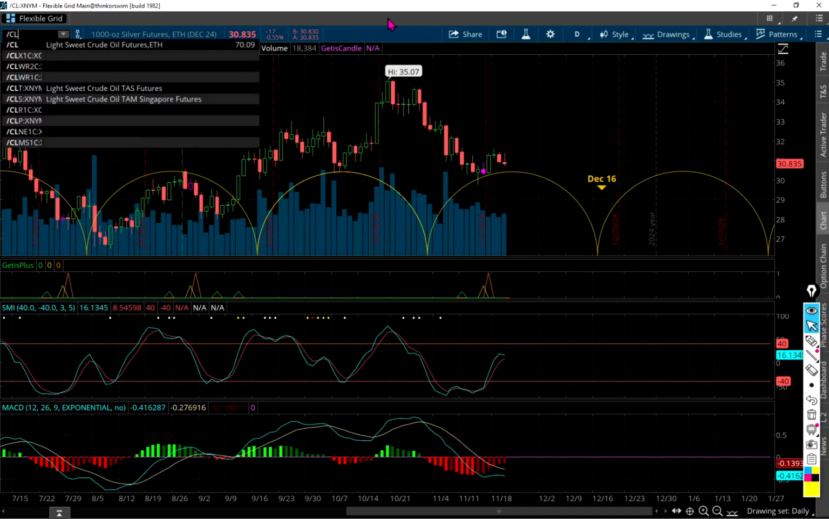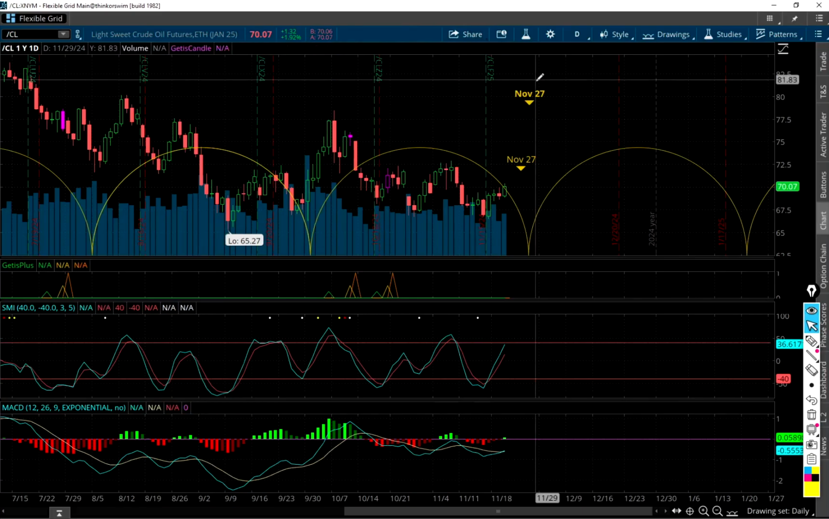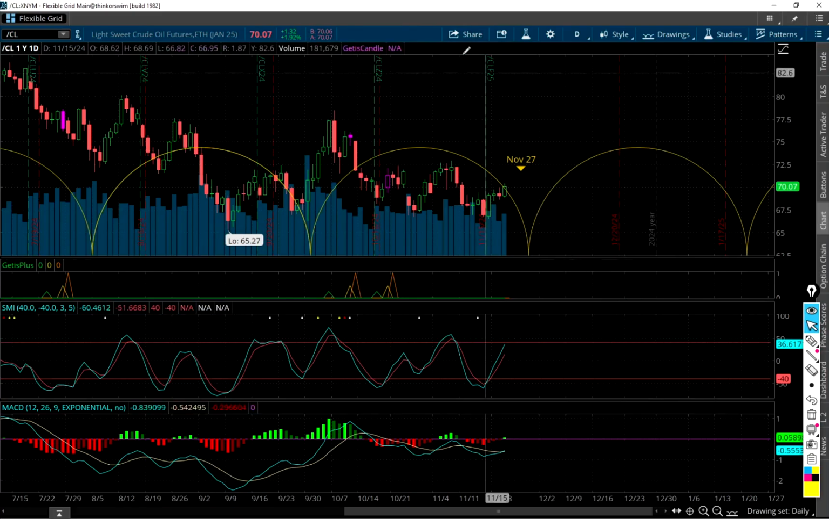Crude oil. It's trying to make a good solid bounce here. I got November 27th. I have no idea what happened here. Let's remove that.